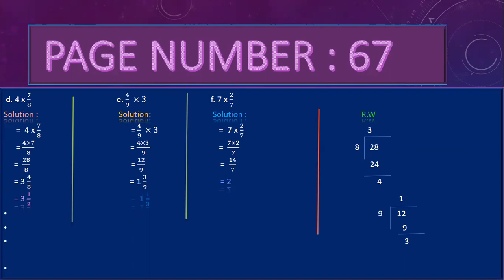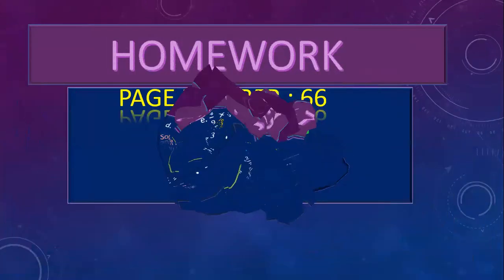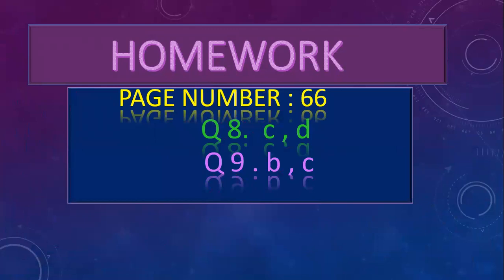7 multiplied by 2 over 7, 7 into 2 is 14, 14 over 7. When we divide both numbers by 7, we get 2 over 1. The denominator is 1, and we also can write only 2 instead of 2 over 1. 2 over 1 can be written as 2.